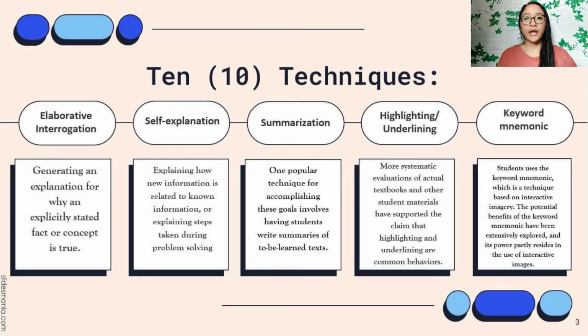Number 1. Elaborative interrogation. Generating an explanation for why an explicitly stated fact or concept is true. You see, when using elaborative interrogation, we ask ourselves questions about how and why things work, and then produce answers to these questions. Elaborative interrogation is an effective strategy for aiding memory.